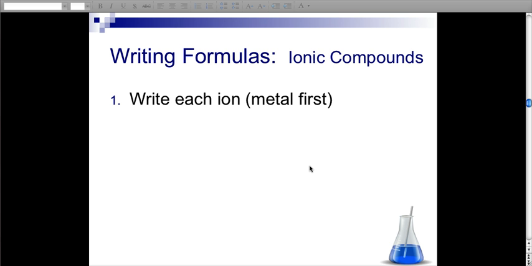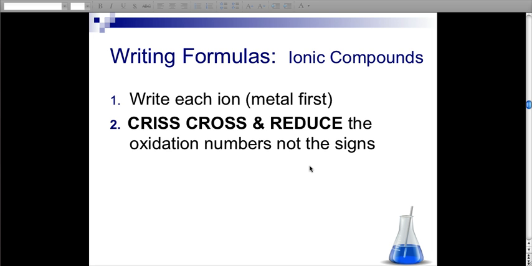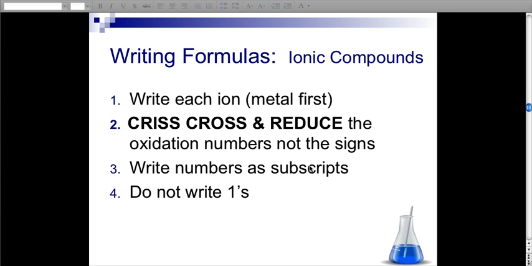So write each ion of the metal first. From there you will do the crisscross and reduce method for the oxidation numbers, not the signs. Write numbers as subscripts and do not write ones.